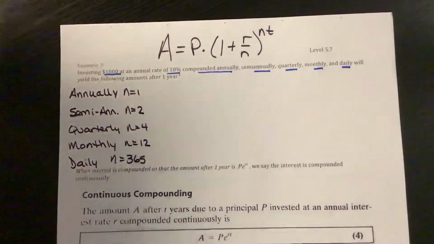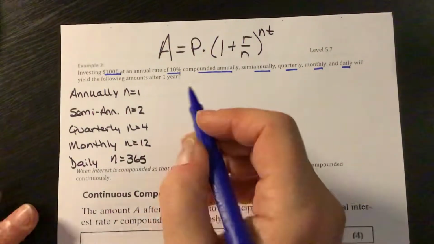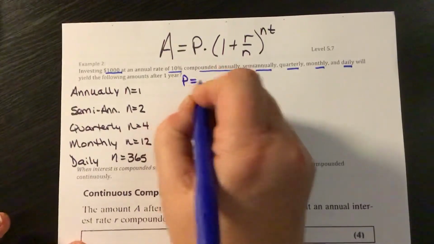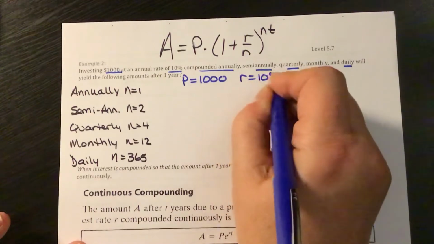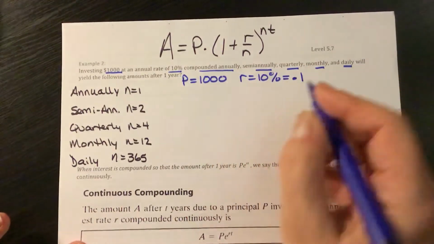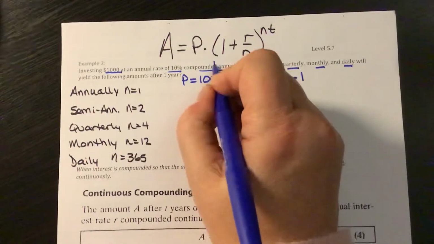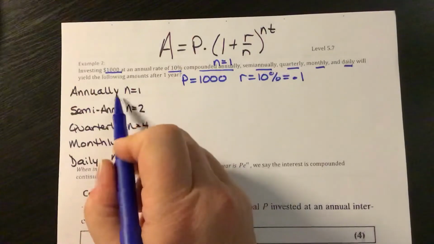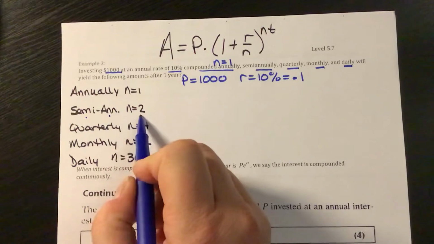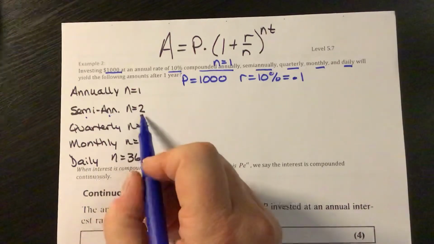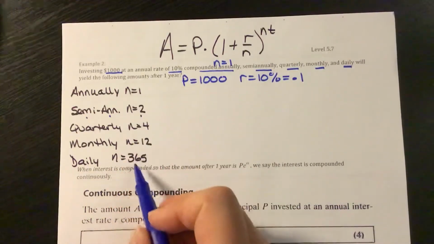All right, so if I put in the important parts here, I know that my principal is $1,000. My rate is 10%, which is 0.1. And if this is compounded annually, my n is going to be 1. I just made a list here. If I calculate semi-annually, my n, the number of times I calculate it, is twice per year. Quarterly is 4 times a year. These are the same numbers I had on the other page.